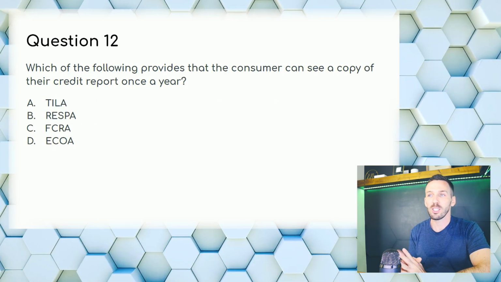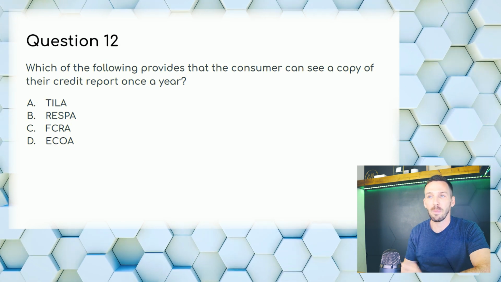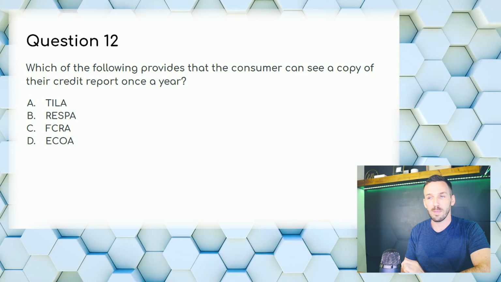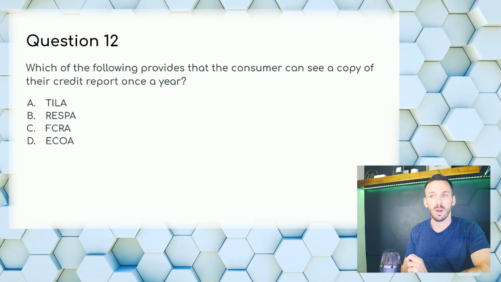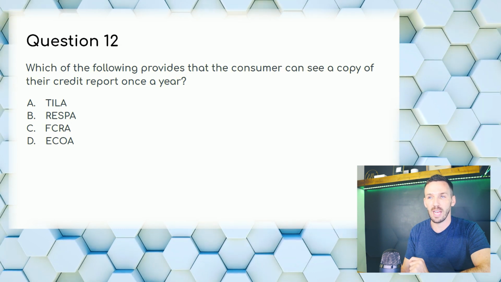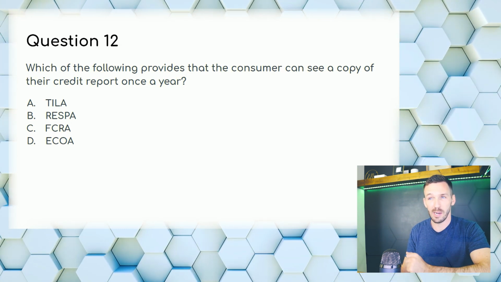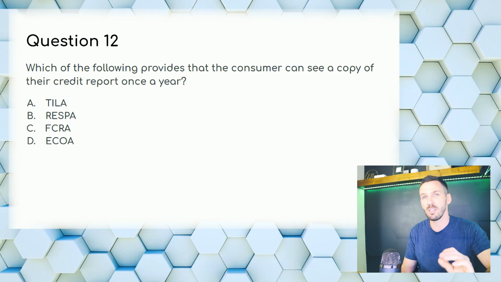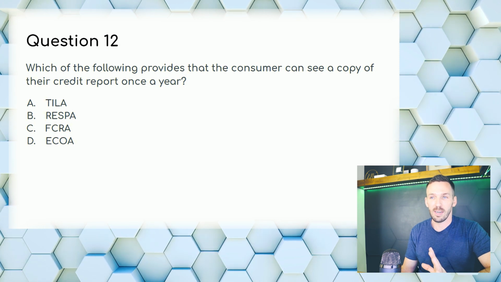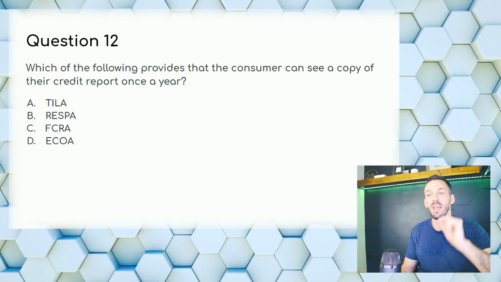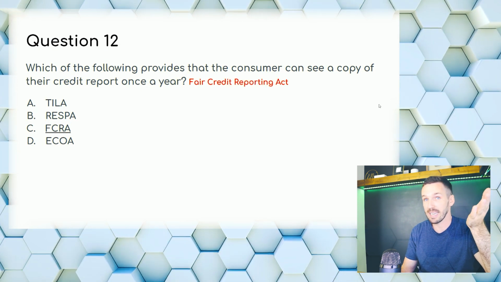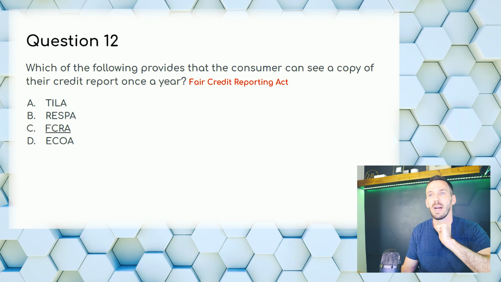So question 12, which of the following provides that the consumer can see a copy of the credit report once a year? TILA, RESPA, FCRA, or ECOA. Now, a couple of those, actually just one of those acronyms should be something that you might not be familiar with. The other 3, A through C, you should be familiar with. So the answer here, it's only tricky because of the acronyms, so just know your acronyms. If I said Fair Credit Reporting Act, you'd probably get the answer C. That's the correct answer. It has to do with credit.